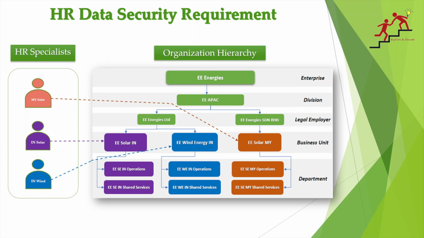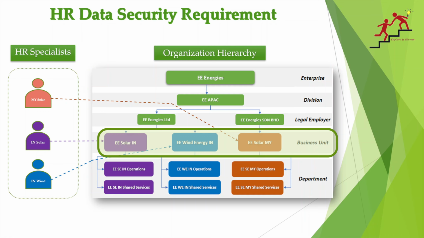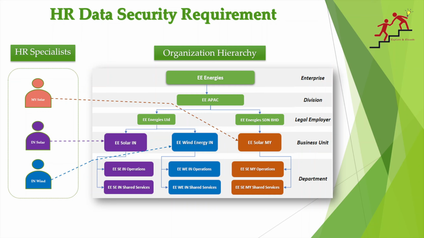The requirement is to secure the HR specialist access at the business unit level. That means we are having 3 business units here and we would be having separate HR specialist for each of the business units to create and maintain the person record. If you see here, the HR specialist named MY Solar should have access to the business unit named EE Solar MY and its child organizations.